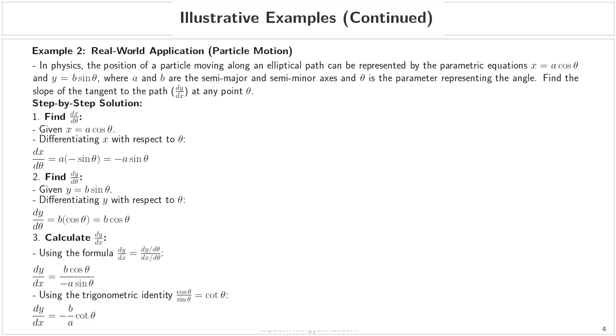Finally, we calculate the derivative of y with respect to x by combining our previous two results. Using the parametric formula, we divide the derivative of y by the derivative of x. This gives us the fraction b cosine theta divided by negative a sine theta. To reach the most concise form, we can apply a trigonometric identity. Since cosine theta divided by sine theta is equal to cotangent theta, the expression simplifies to negative b over a, multiplied by cotangent theta.